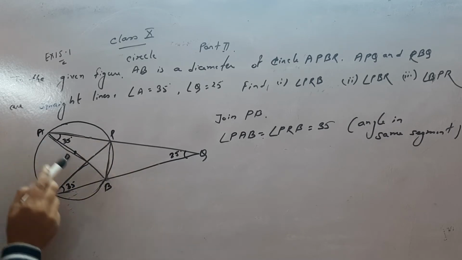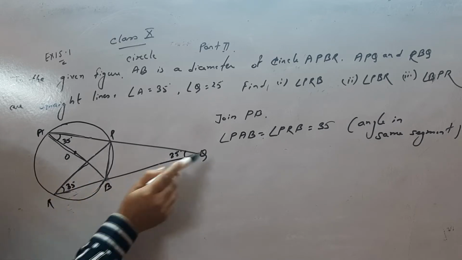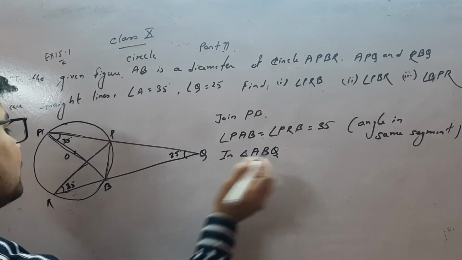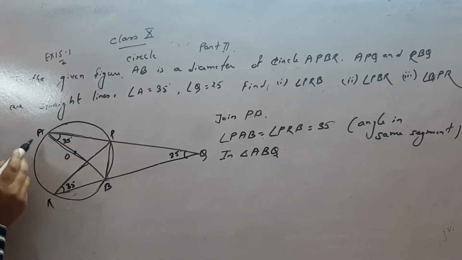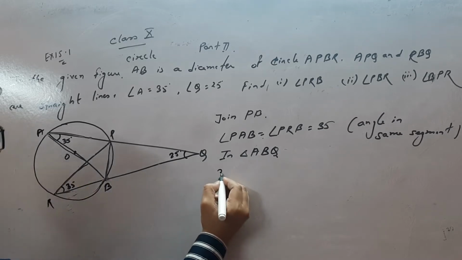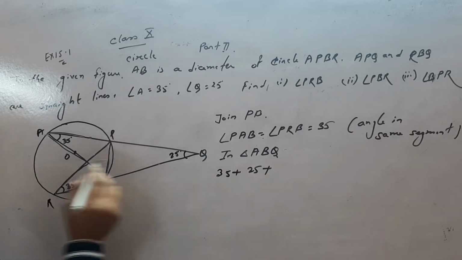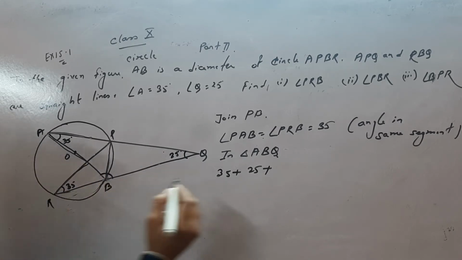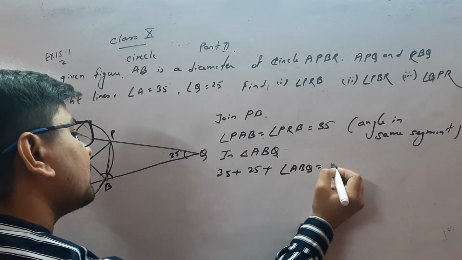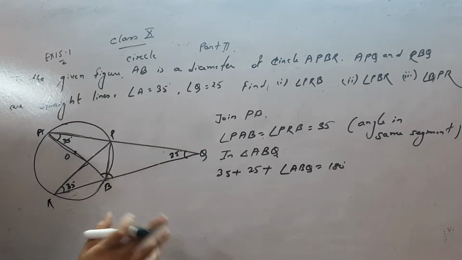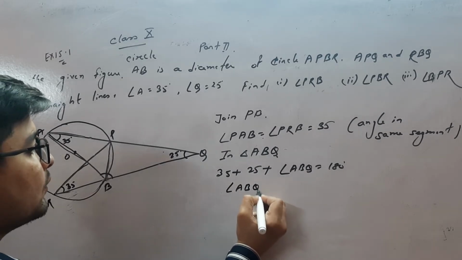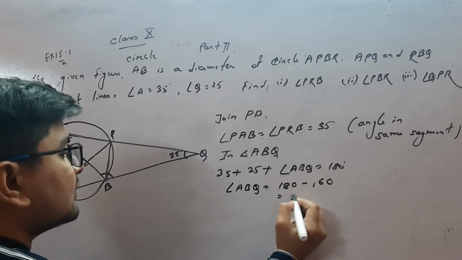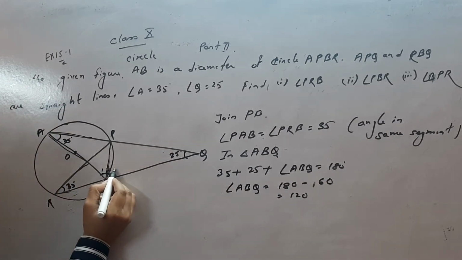So first of all we find this one. In triangle ABQ, angle A is 35, this one is 25. So angle ABQ equals 180, since the sum of all the angles of a triangle is 180. So angle ABQ equals 180 minus 60, which is 120. That means this whole portion is 120.